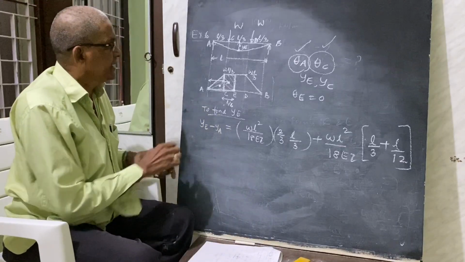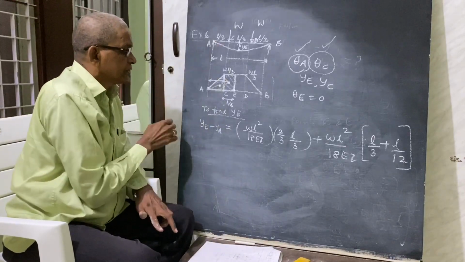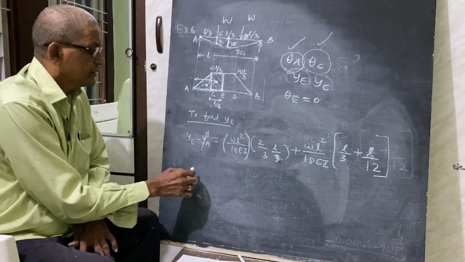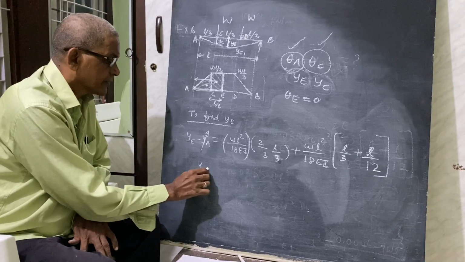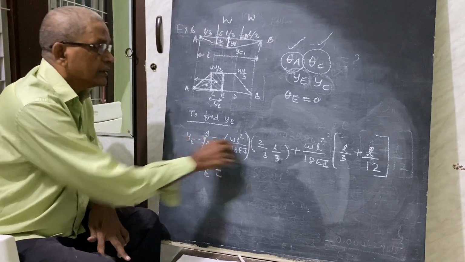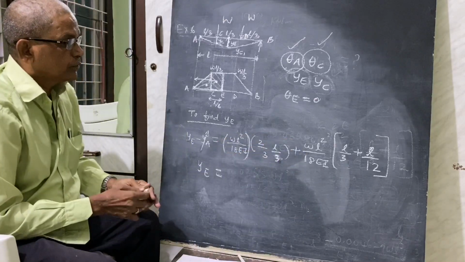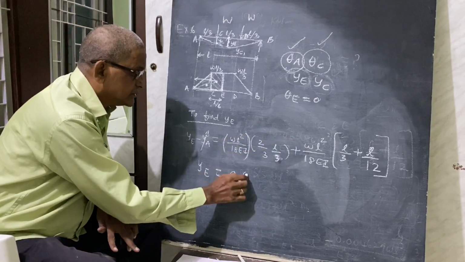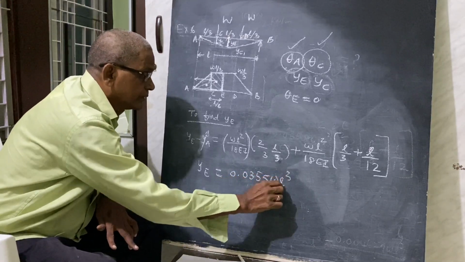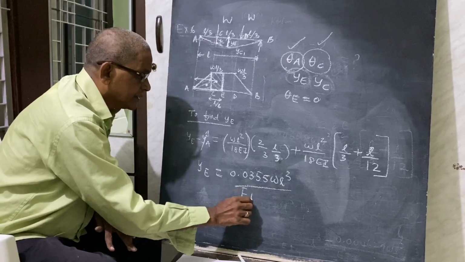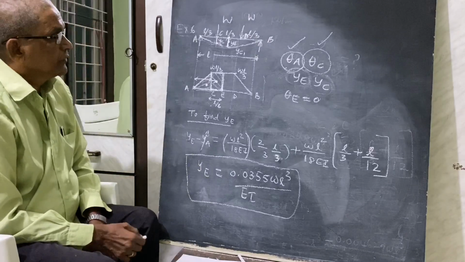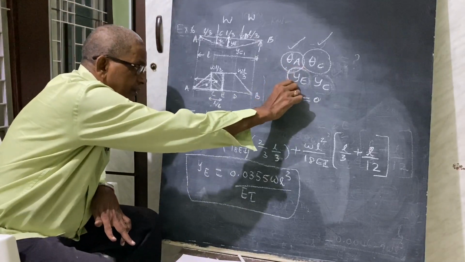So you know that YA is 0 because deflection at A is 0. So if you know that YA is 0, then YE, that is deflection at E, we can see this will be simplified to 0.0355 WL cube by EI. So we have found out YE now.